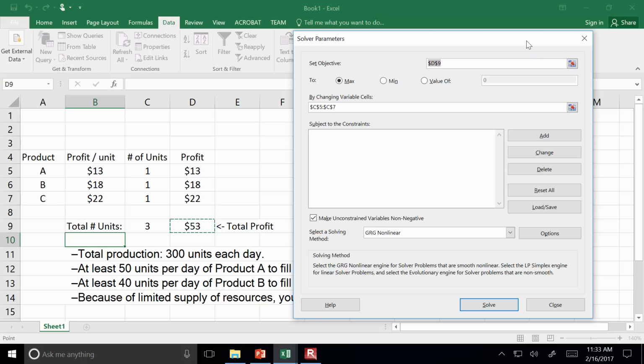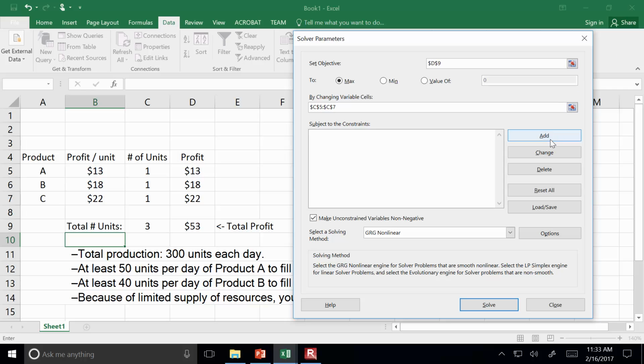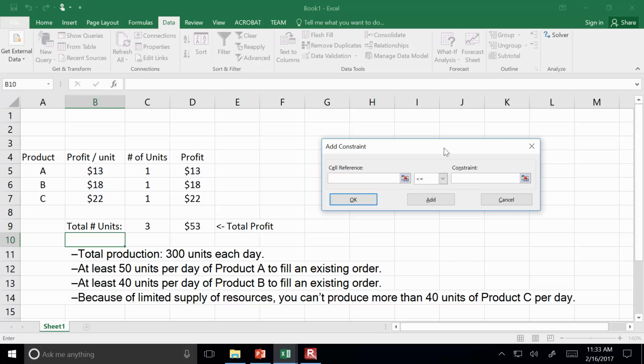Solver, our objective is for the profit to be maximized by changing these number of units, and then I'm going to add some constraints in here. So first of all, one constraint is that the total number of units have to equal 300. All right. I can add another one.